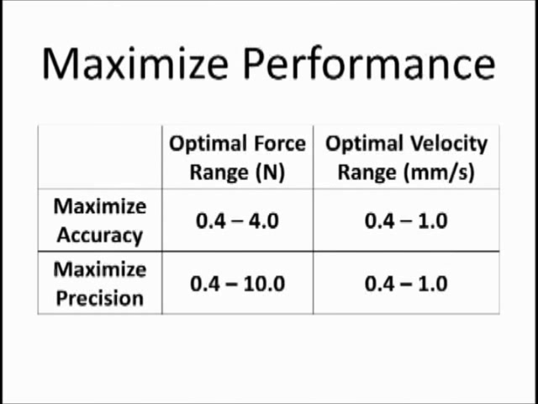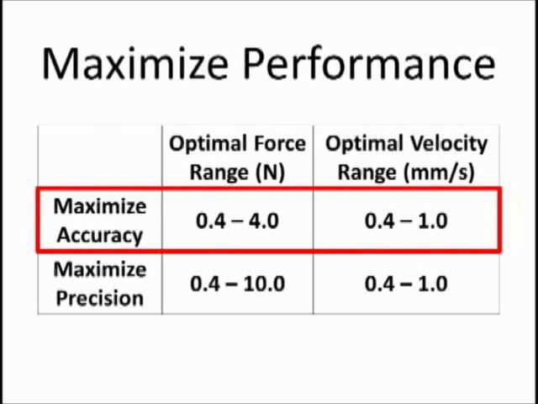The results of this study show that there exists a range of velocities and forces within which humans optimally interact with admittance-type devices. To maximize velocity control accuracy, the optimal range of velocities is between 0.4 and 1 millimeters per second, and the optimal range of forces is between 0.4 and 4 newtons.